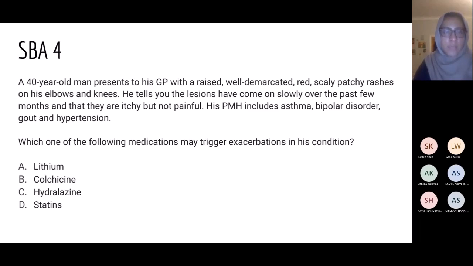A 40-year-old man presents to his GP with raised, well-demarcated, red, scaly, patchy rashes on his elbows and knees. He tells you the lesions have come on slowly over the past few months and they are itchy but not painful. His past medical history includes asthma, bipolar disorder, gout, and hypertension. Which of the following medications may trigger exacerbations in his condition? I'll give you guys a minute.